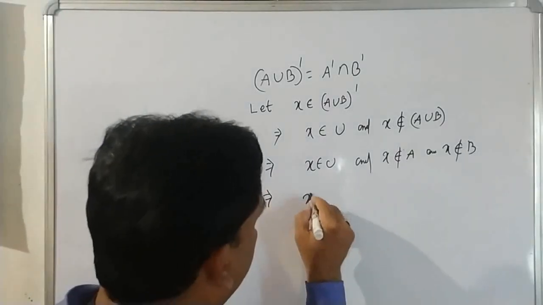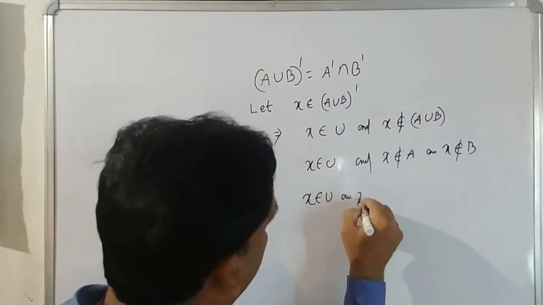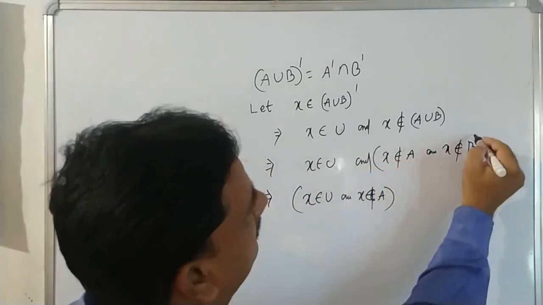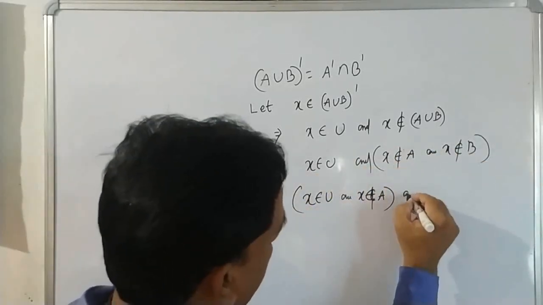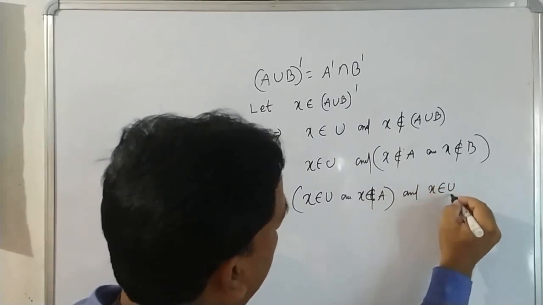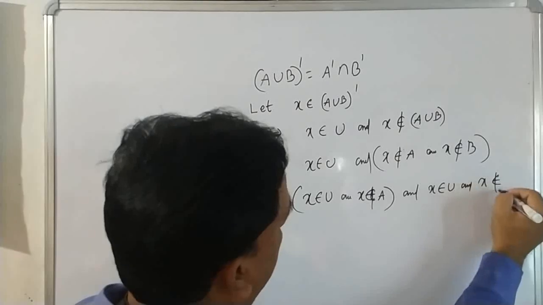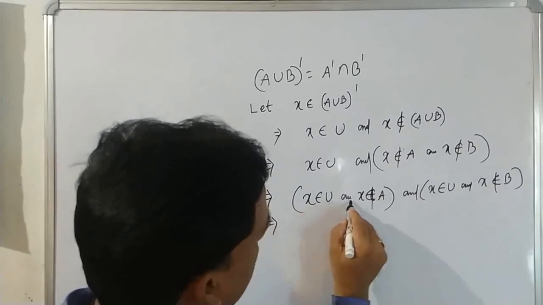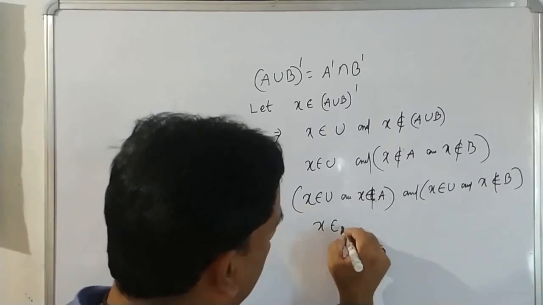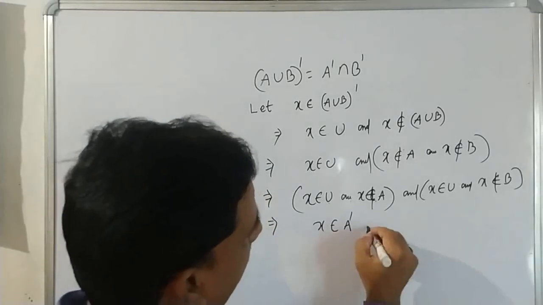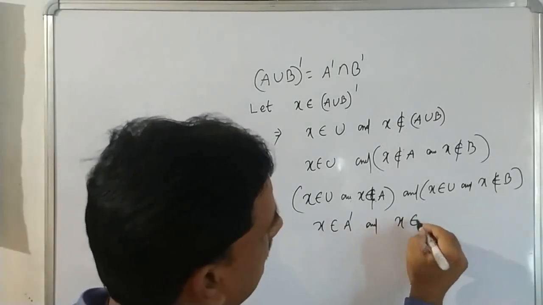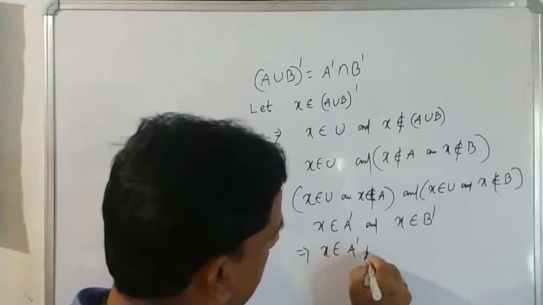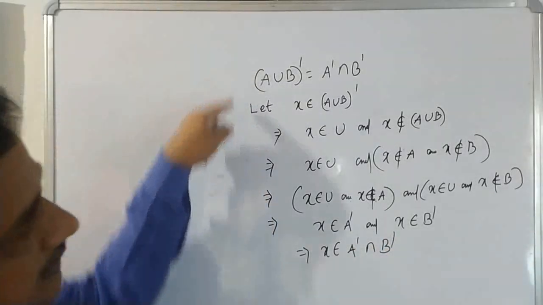Then make it separate. X belongs to U and X doesn't belong to A, and X belongs to U and X doesn't belong to B. That means X belongs to A dash, and here X belongs to B dash. So X belongs to A dash and its intersection B dash. In this way also you can prove.